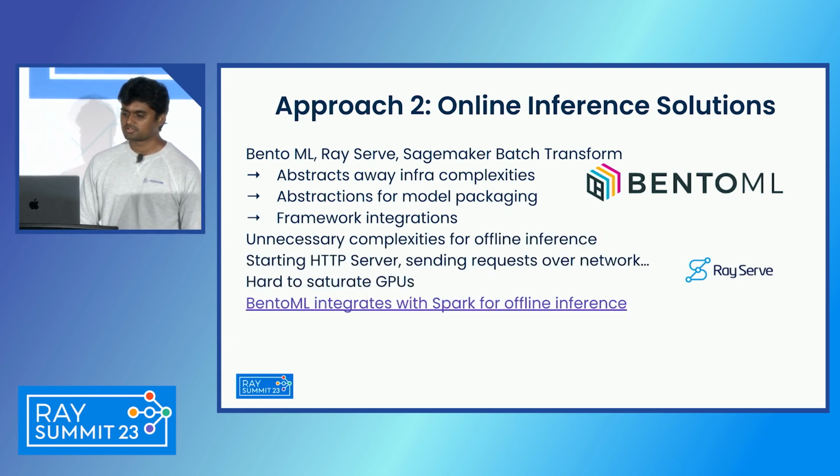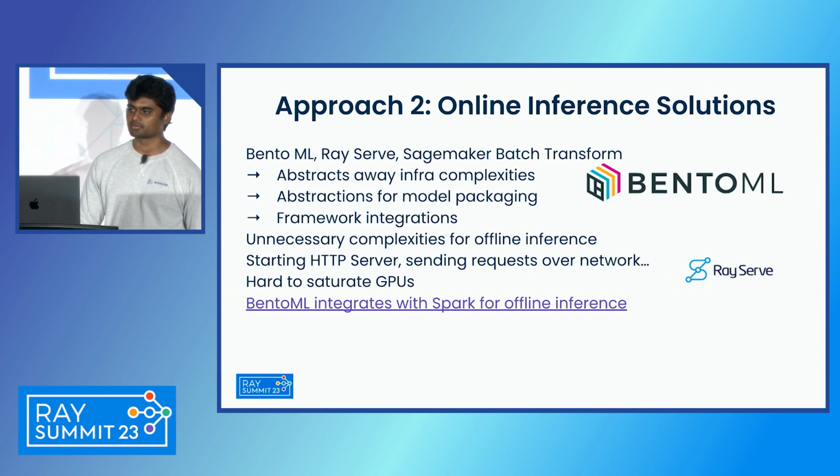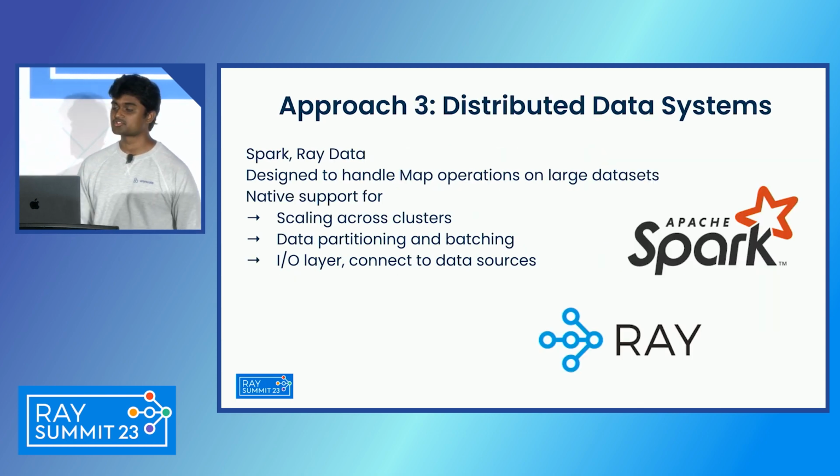Usually this includes things like starting up an HTTP server and sending requests over a network. Sometimes, with something like SageMaker Batch Transform, there is a max payload you can send for each request. These additional complexities really make it hard to saturate GPUs for what doesn't really need an HTTP server, right? You're not building an online application. So for offline batch inference, these online solutions don't necessarily work well, to the point where even BentoML integrates with Spark as a backend for offline inference rather than using their existing backend.